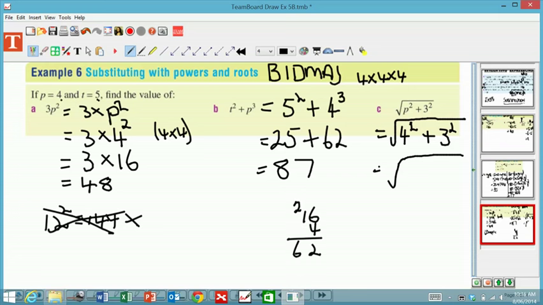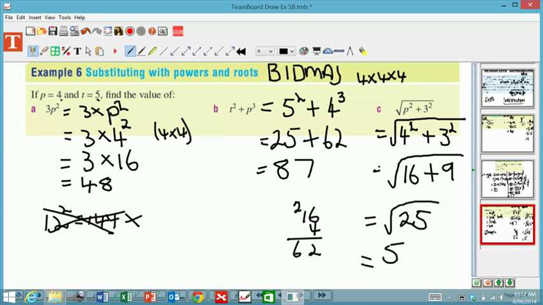4 squared is 16, plus 3 squared, which is 9. We're not doing anything with this square root. It stays there at this point. We can do 16 plus 9 in here, which is 25. Now, can we find the square root of 25? What number multiplied by itself gives us 25? We just did that up here. So the square root of 25 is 5. And that's it. That's done.